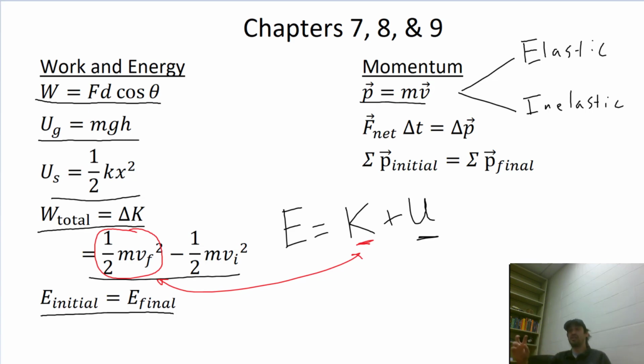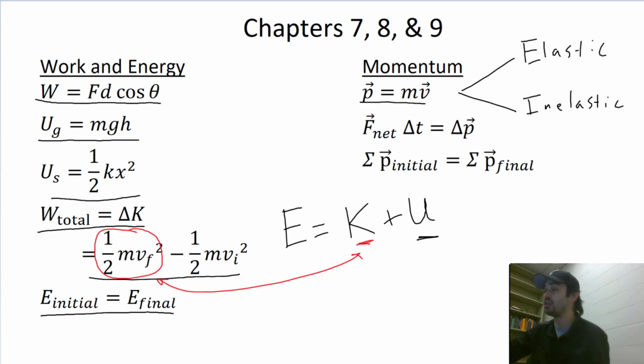Then we also have inelastic collisions. A perfectly inelastic collision occurs when some object's moving, it hits another object, and they stick together and move off together. In that case, energy is not conserved, or at least kinetic energy is not conserved. But momentum is. So keep that in mind when you think about collisions. Do I have an elastic collision? Do I have an inelastic collision?